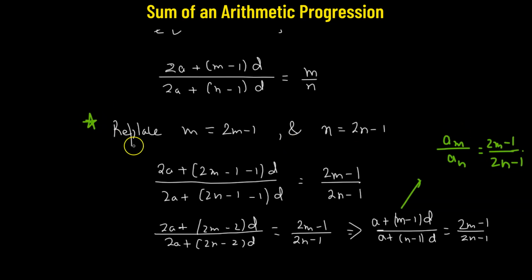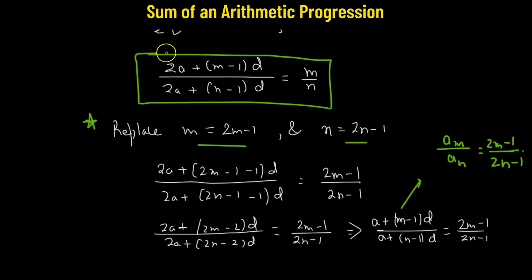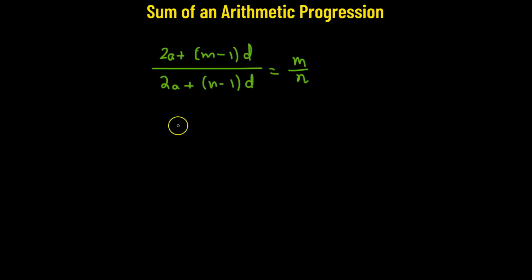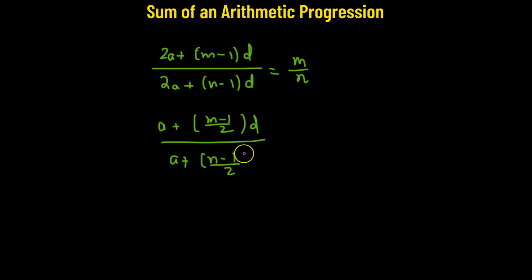Now coming to this trick. How did I know that we have to replace m with 2m minus 1 and n with 2n minus 1? Let's work around this particular idea. We had 2a plus m minus 1 times d divided by 2a plus n minus 1 times d, which was given by m over n. If we divide both numerator and denominator by the number 2, we have a plus m minus 1 over 2 times d divided by a plus n minus 1 over 2 times d, which equals m over n.